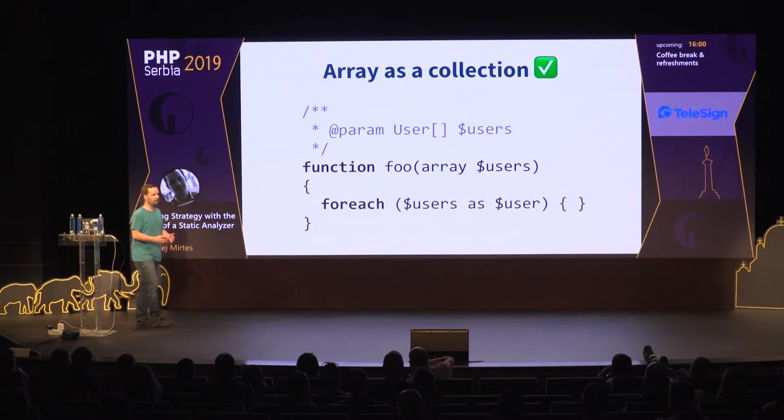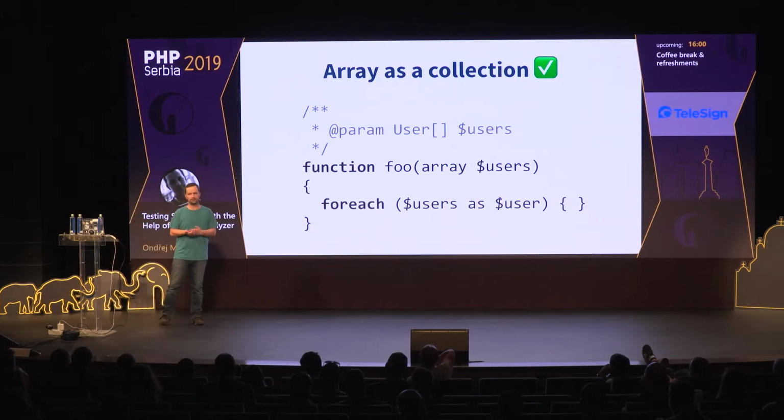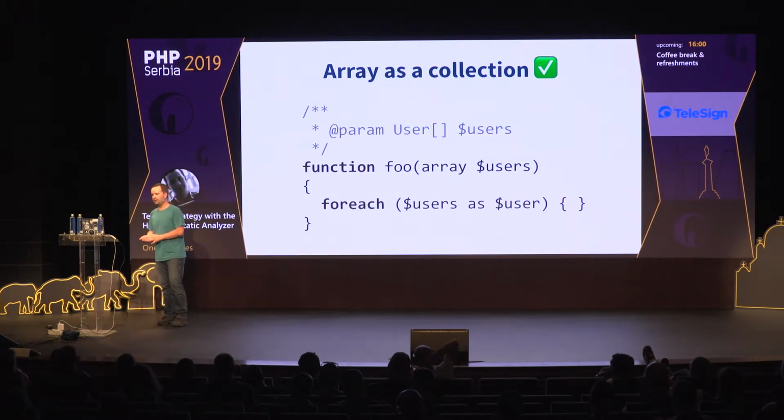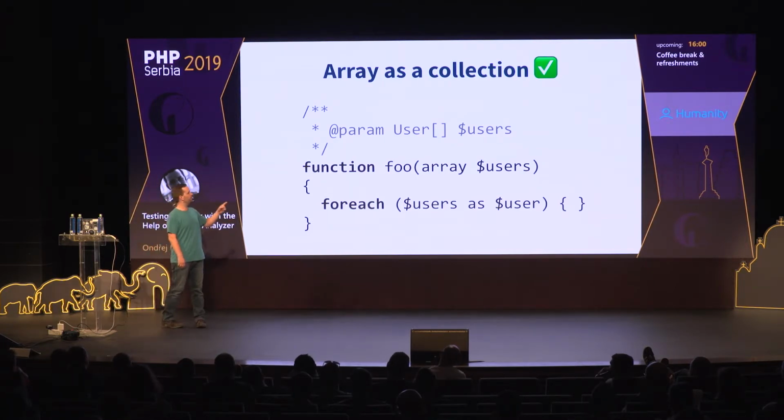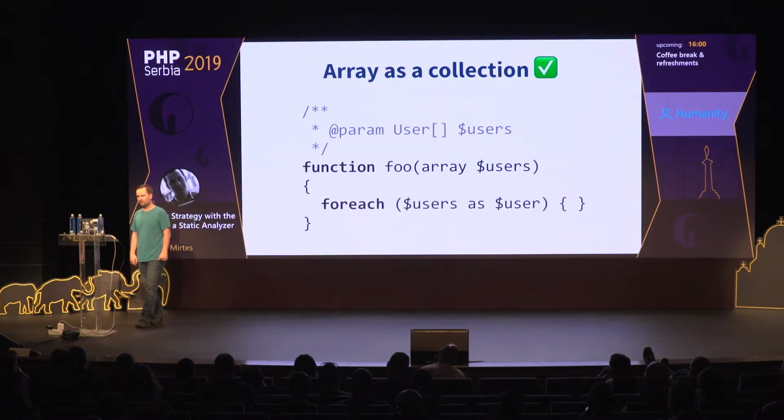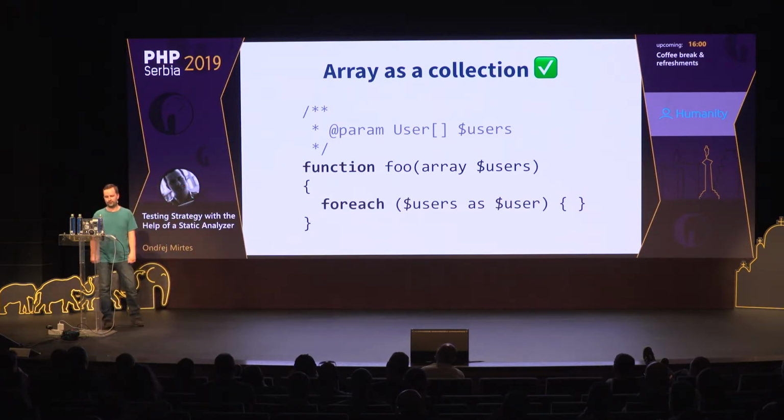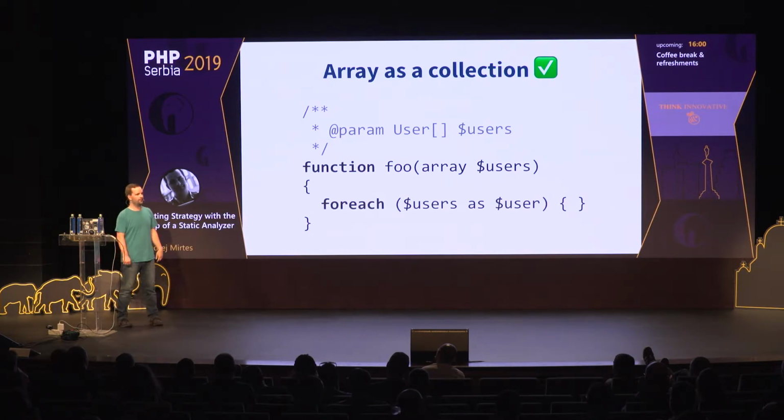Another exception is that an array as just a list of values without any special keys is okay. So if we use an array just to iterate over the same types of values, and we document those types of values again with a PHP doc, because we can't do that natively in PHP, then it's totally fine, and you don't have to avoid arrays in these cases.